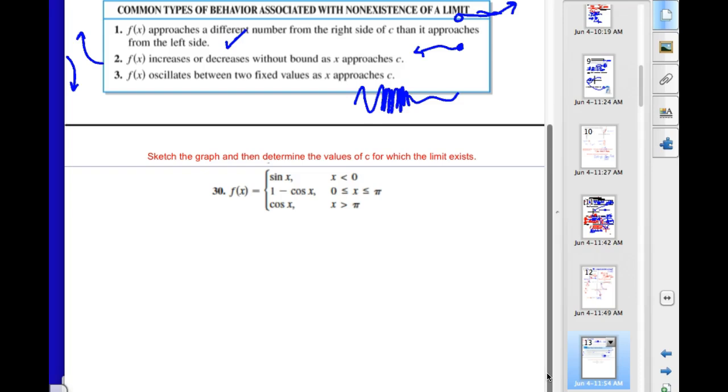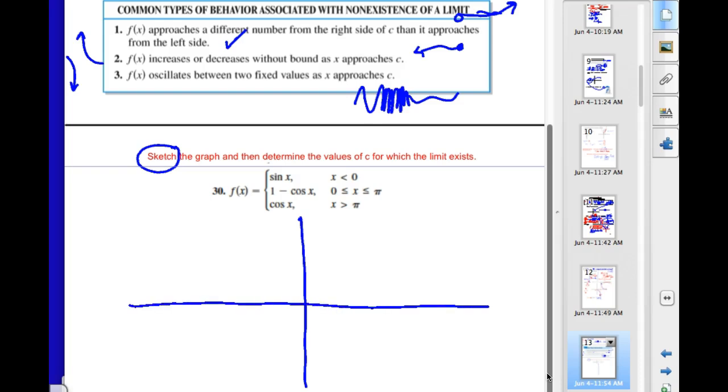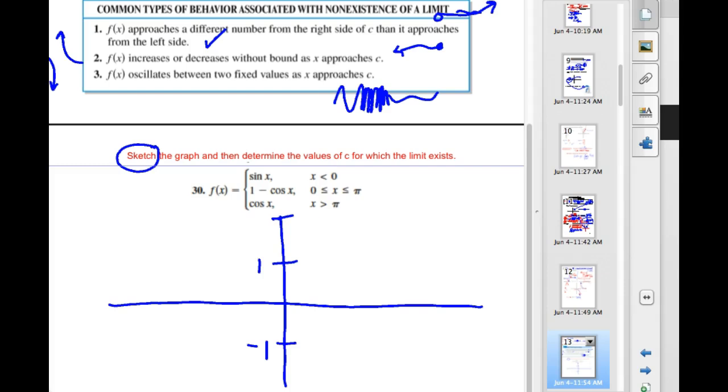So this says sketch the graph and then determine the values for c for which the limit exists. And it just says to sketch the graph, so you just need to have a good idea what it looks like. It doesn't have to be perfect, but again, it's piecewise. And it's trigonometric. For trig functions, we usually have our scale go from 1 to -1 because that's their range. Unless there's numbers in front, then sometimes we'll go up to 2, down to -2, but you don't need a whole lot of expansion on your y-axis.